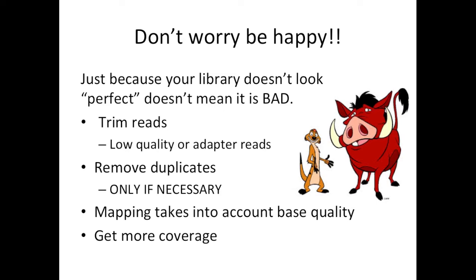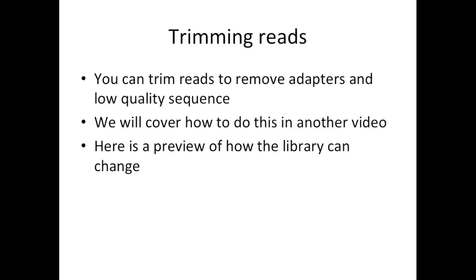I also want to point out that mapping takes into account base quality. So if you have some quality problems, it is handled somewhat by the mapper, but can be made better by trimming off any poor quality reads. And you can always get more coverage. If you, say, have a lot of contaminating ribosomal RNA, you can always sequence your samples further to get the kind of coverage that you need. Like I mentioned, you can do things like trim to make your libraries look a little bit better. I'm going to cover this in another video, but I wanted to show you an example of how libraries can change after trimming.